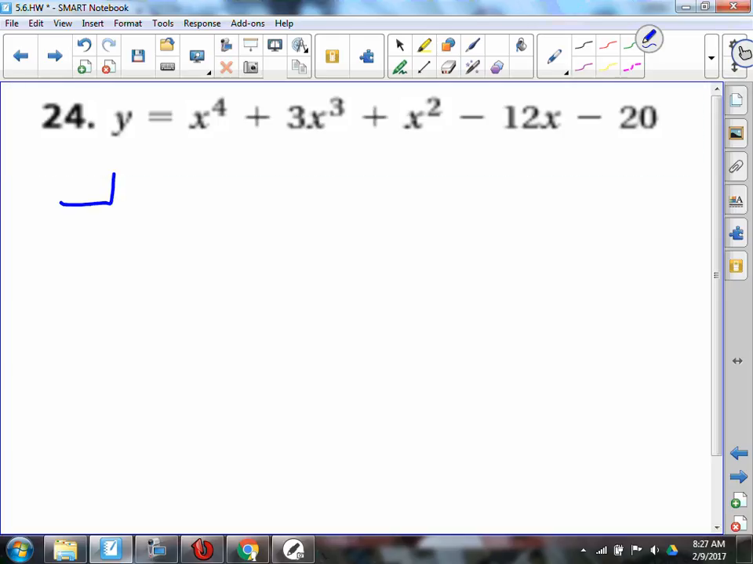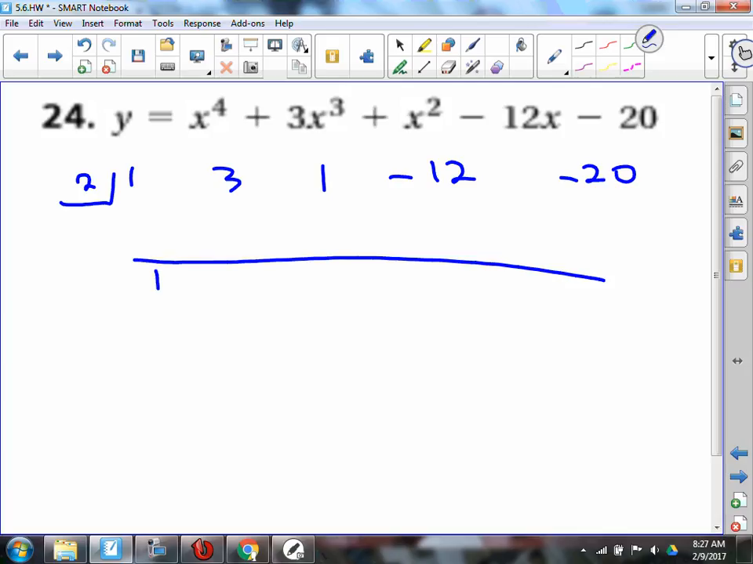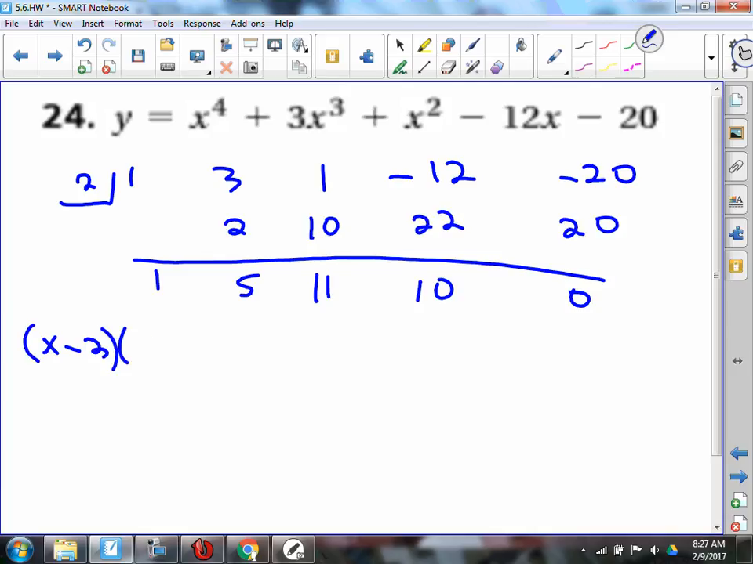For sake of time, I'm going to jump right to 2, because I know 2 works. So we got 1, 3, 1, negative 12, negative 20. So here's 1, 2, 5, 10, 11, 22, 10, 20, and 0. So I got x minus 2 times x cubed plus 5x squared plus 11x plus 10.